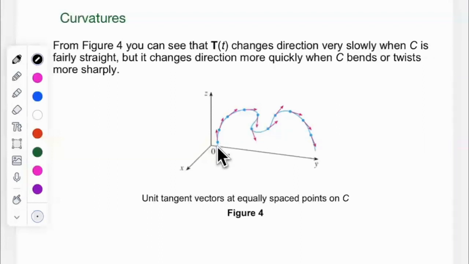So try to imagine this is the charging wire of your cell phone, okay, like that. And you bend it over here, then the direction over here, the unit tangent vector here, changes quickly, and the curve over here bends or twists. So when the curve here bends or twists, like here, then the unit tangent changes direction quickly.